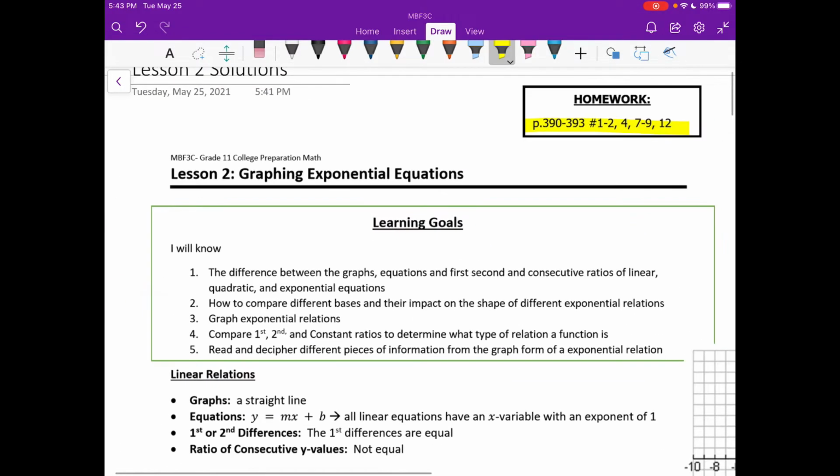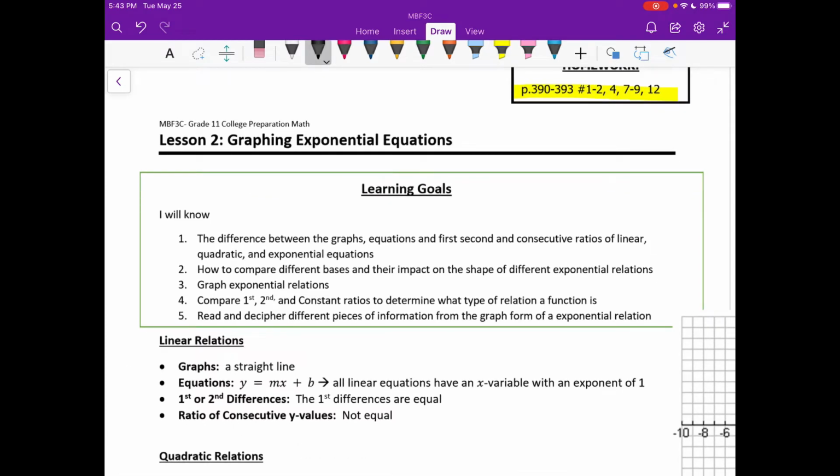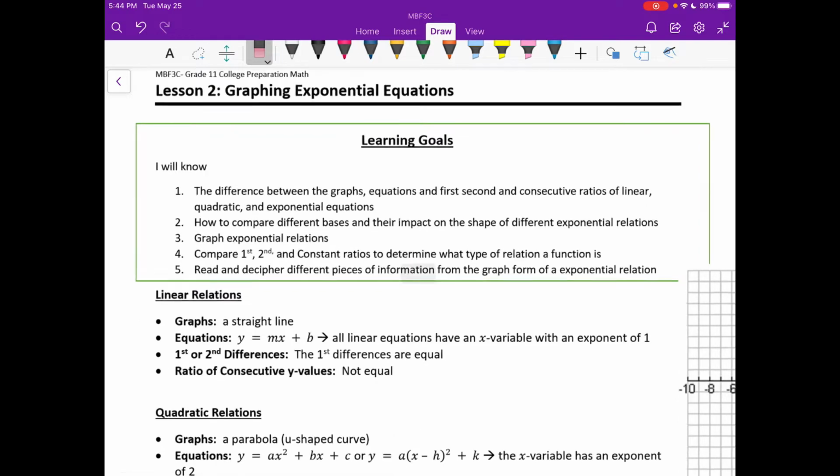So by the end of the lesson, you're going to know the difference between the graphs, equations, first, second, and consecutive ratios of linear, quadratic, and exponential equations. Basically, you'll know that for a linear equation, the first differences are the same. For a quadratic equation, the second differences are the same. And something new we're going to be learning today is consecutive ratios. Those are the same for exponential relationships.